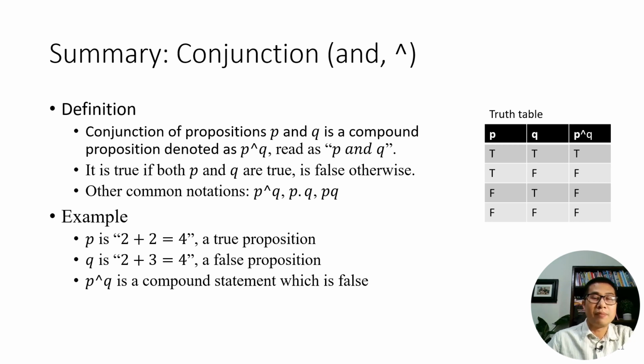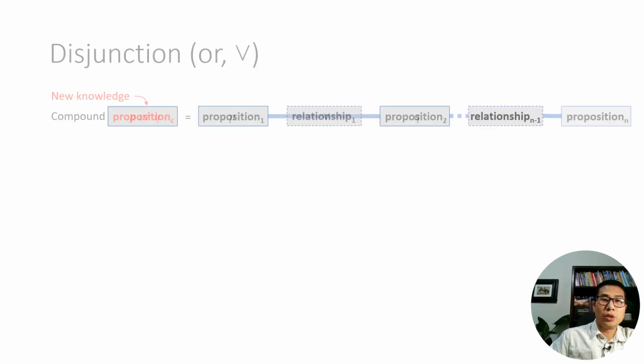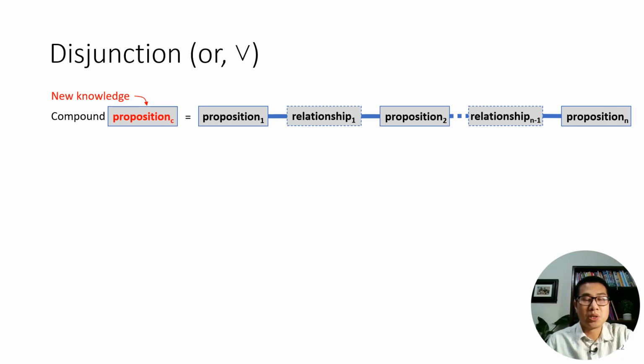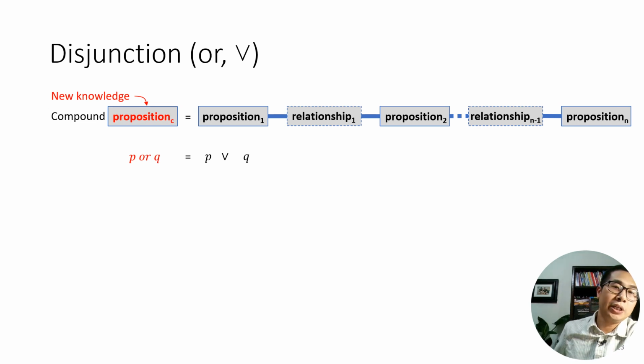Another very commonly used logical operator is the OR, or disjunction, operator. It is defined and works on two bits, or two propositions, P and Q. It is written with this notation, and it is read as P or Q.